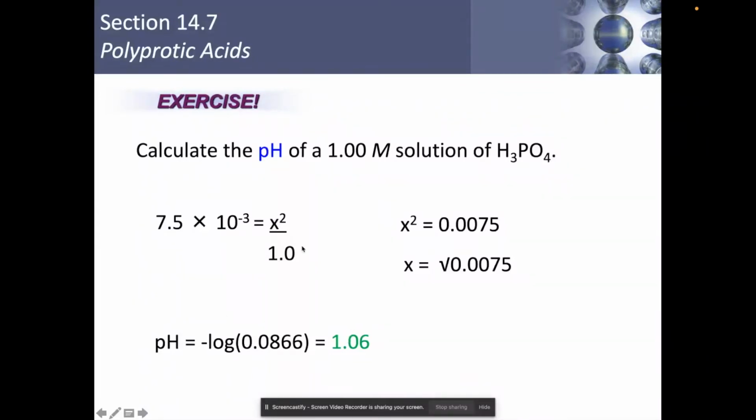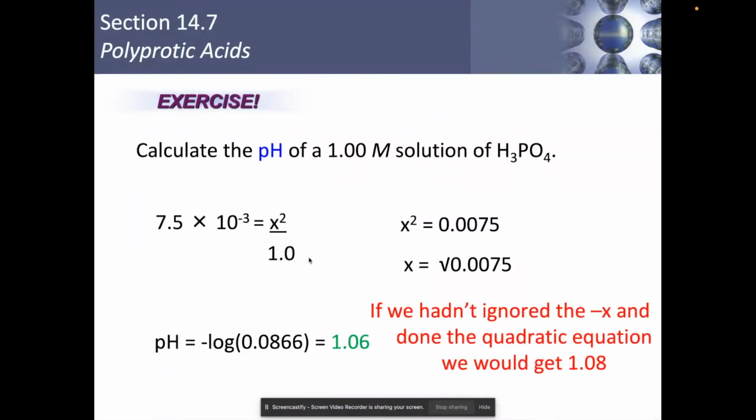So how big of a difference would we get if we included that minus x and we did this using the quadratic formula instead? If you use the quadratic formula, you get 1.08. So pretty close, a pretty good approximation still.